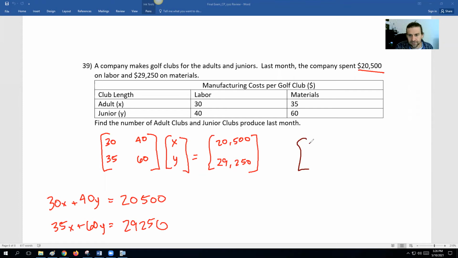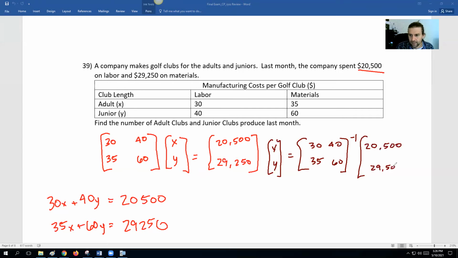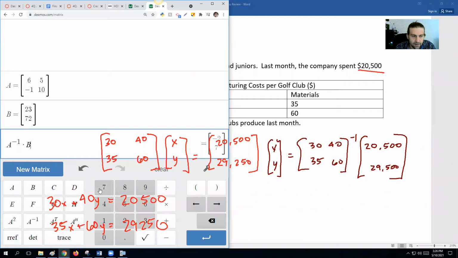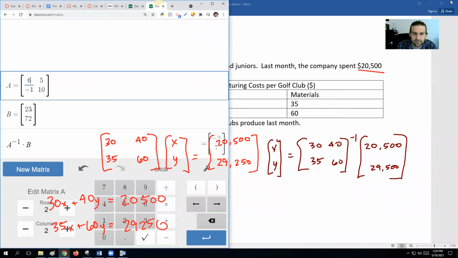We can say that the inverse of 30, 40, 35, 60, if we want to get rid of this and get x, y by itself, we get to times that inverse by the price matrix. I like to use the matrices because once we program it in, it's super easy. All right, so we'll take out the Desmos here. And you know what? We can just go through and program this.